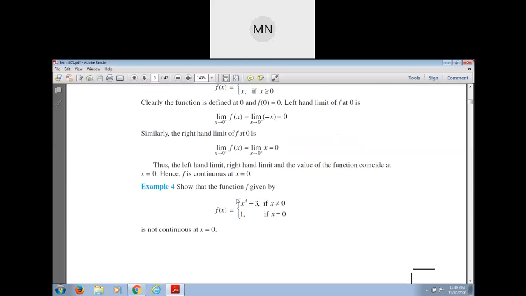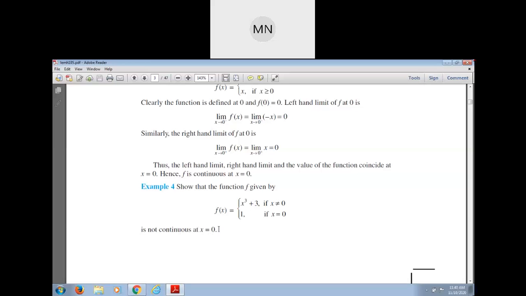Here see that f of x equals this one. The function is defined in this way: when x does not equal 0, it is x cube plus 3, and when x equals 0, f of x is 1. So f of x equals x cube plus 3 if x does not equal 0, and f of x is 1 when x equals 0. Now you have to take the continuity at x equals 0.